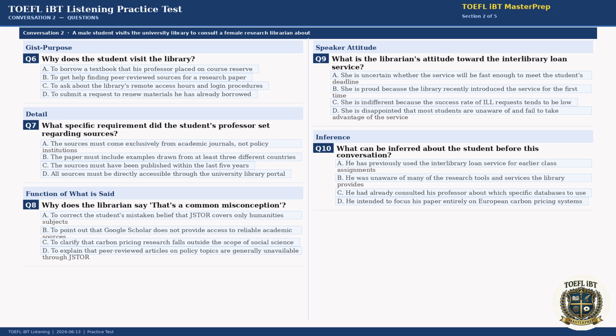Carbon pricing, that's a particularly active area of research right now. What resources have you tried so far? I've mostly been using Google Scholar. I found a few articles, but a lot of them are either behind paywalls or they're from 10 or 15 years ago. My professor specifically said the sources need to be from the last 5 years.